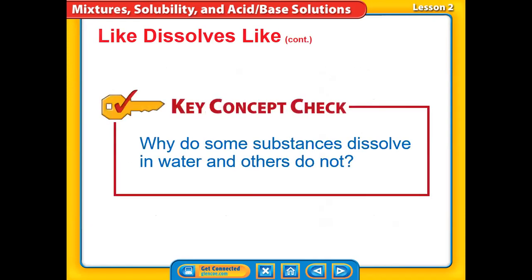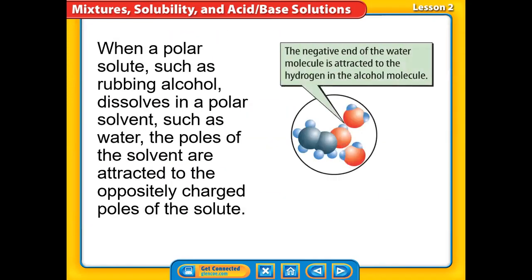And in that case, we call water a common solvent. So let's find what actually happens during the dissolving of compounds in water. For example, when a polar solute such as rubbing alcohol dissolves in water, that means when we add alcohol in water, it dissolves. Why does it dissolve? Because alcohol is polar. Polar means it has an unequal distribution of charge. That means it has a slightly negative pole and a slightly positive pole.